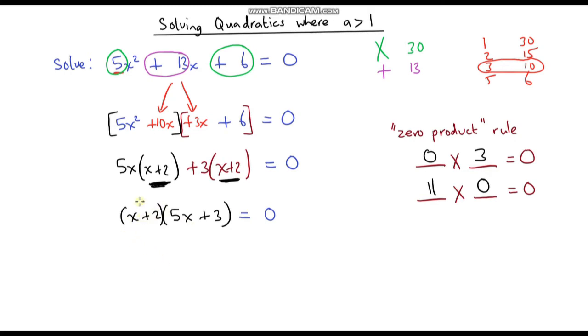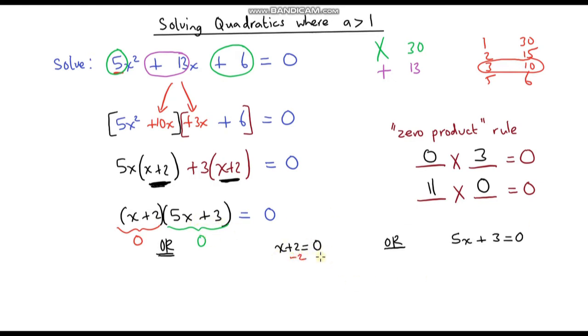So we can say that either this equals 0, so x plus 2 equals 0, or this could also equal 0. So as long as either one of those things is 0, then our answer is going to be 0. So, or 5x plus 3 equals 0. So now I can just write these out as two separate equations. x plus 2 equals 0, or 5x plus 3 equals 0. And now we just need to solve these two equations.